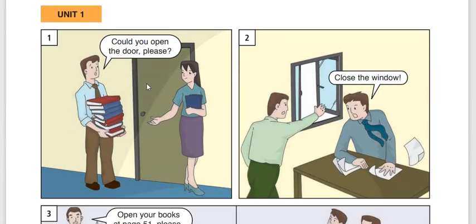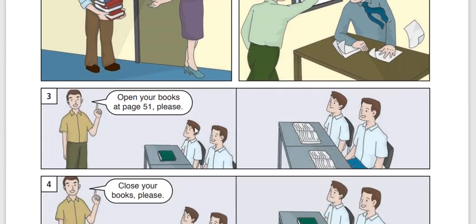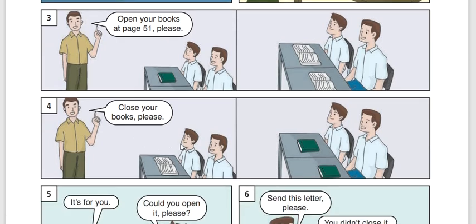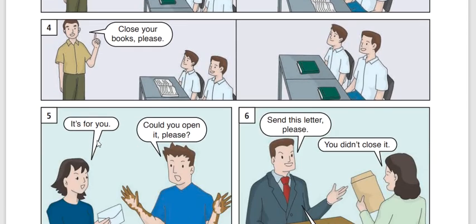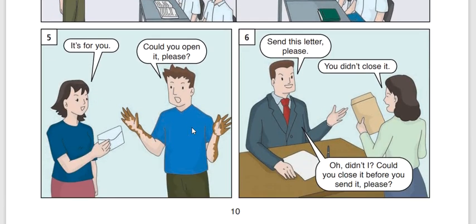Picture 1. Could you open the door, please? Picture 2. Close the window. Picture 3. Open your book at page 51. Picture 4. Close your book, please. Picture 5. It's for you. Could you open it, please? Picture 6. Send this letter, please. You didn't close it. Oh, didn't I? Could you close it before you send it, please?